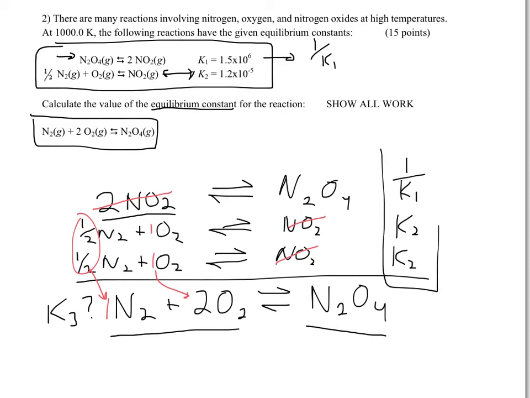Now, when we're combining equations, when we add equations, we multiply the K's. And so the value would end up being K2 times K2 over K1. You just plug in the values that you have for K1 and K2, and you're going to get numerically the correct answer.